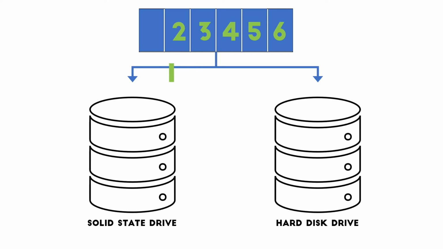RAID 0. RAID 0 is a basic RAID that we already apply on our desktop, where we have a solid state drive and a hard disk drive. If one of them fails, the other one can still be accessed. However, the data in the failed disk will be a total loss.